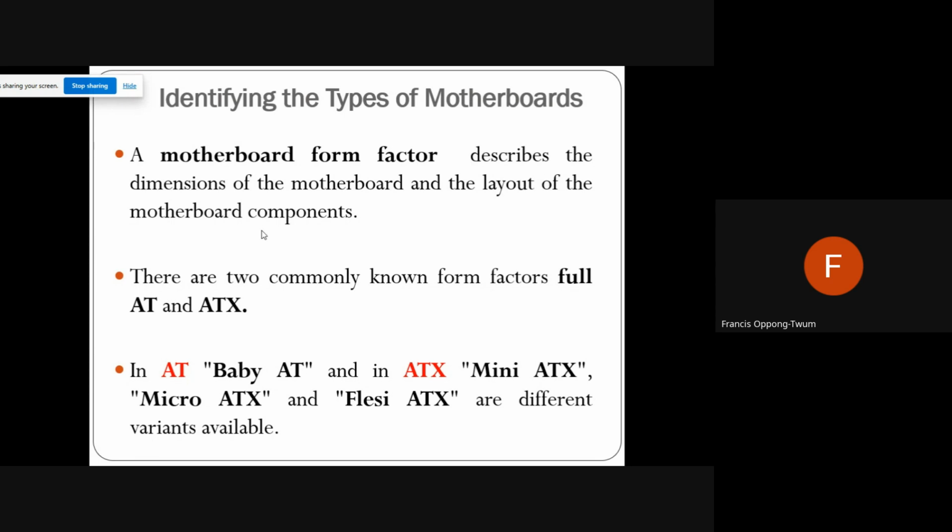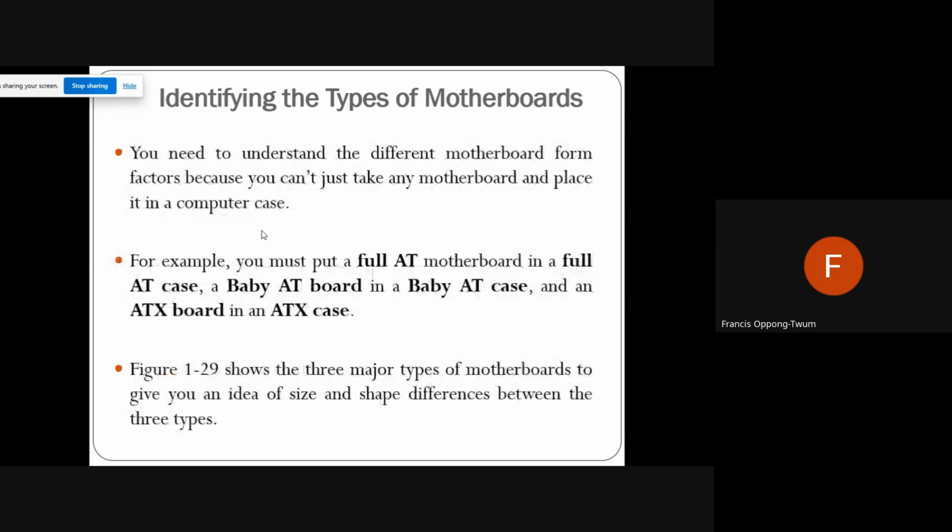ATS. So in the AT family, we have the baby AT, the ATS, the mini ATS, the micro ATS, and the flexi ATS. There are different variants that are available in the AT family.